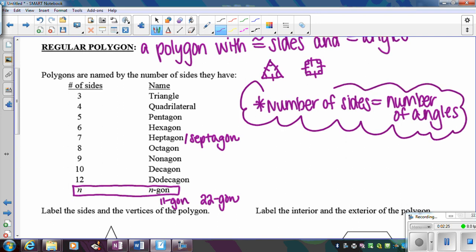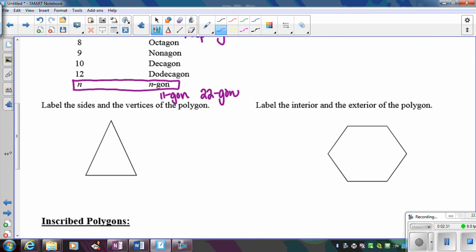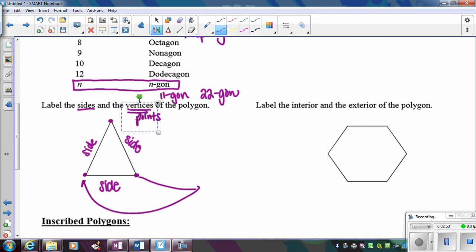So some other terms we need to talk about if we move down to the bottom here, labeling the sides versus vertices of the polygon. So sides are just the segments here. So this is a side, this is a side here, and this is a side. And then the vertices are just the points. So this is a vertex, this is a vertex, and so is this. I'm just going to draw arrows to those. So these are all vertices. Singular would be vertex, if I wanted to label them.